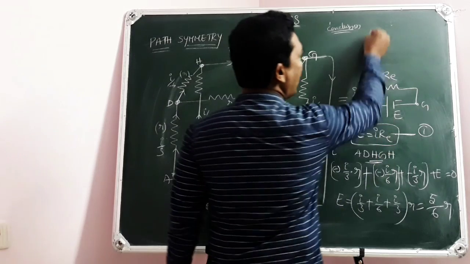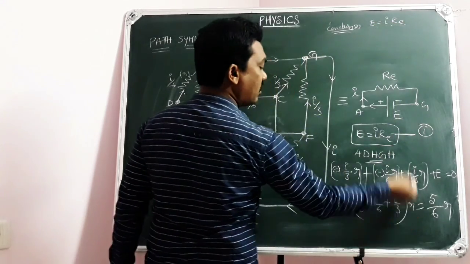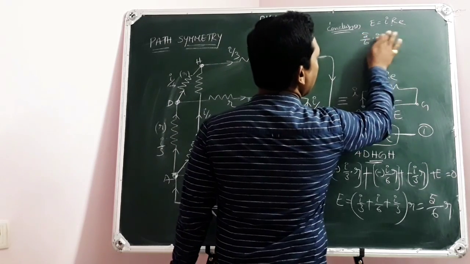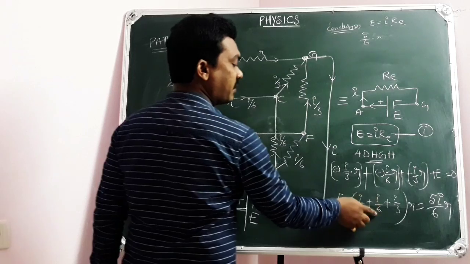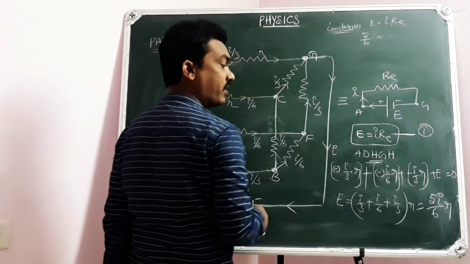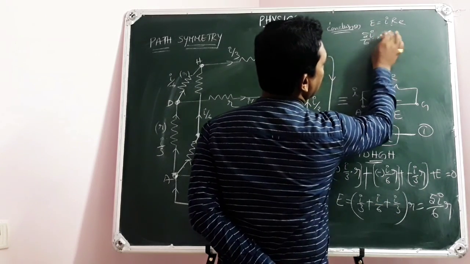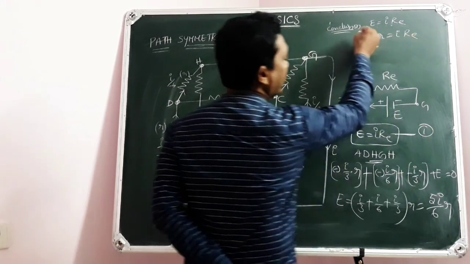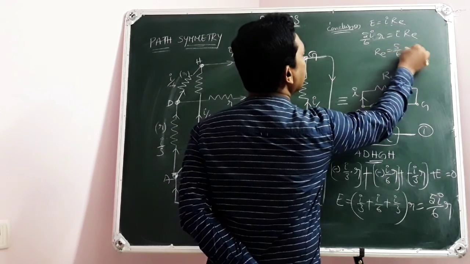E equal to I into RE. But this E is equal to 5 by 6 times of IR, sorry. I by 3 plus I by 6 plus I by 3, that's why 5I by 6. So 5I by 6 into R is equal to I into RE. Now I gets cancelled, therefore RE is equal to 5 by 6 times of R.